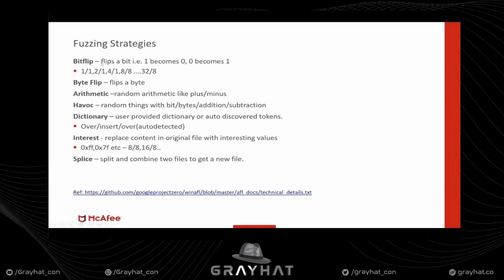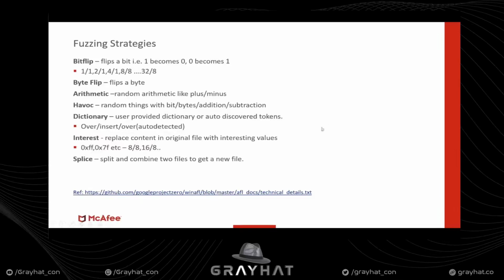So it can select any of these, like byte flip or arithmetic or interest or splice or dictionary, and it will mutate the file. Similarly, in dictionary, if you know the keywords which a particular file format uses, then you can give a list of those, or WinAFL can automatically discover a few tokens. Then there is another strategy, that is interest. Interest means it will replace content in the original file with some interesting values like 0xff or 0x7f or 0xffffff or maybe 0x7fffffff or anything which is interesting. And in splice it will split and combine two files.